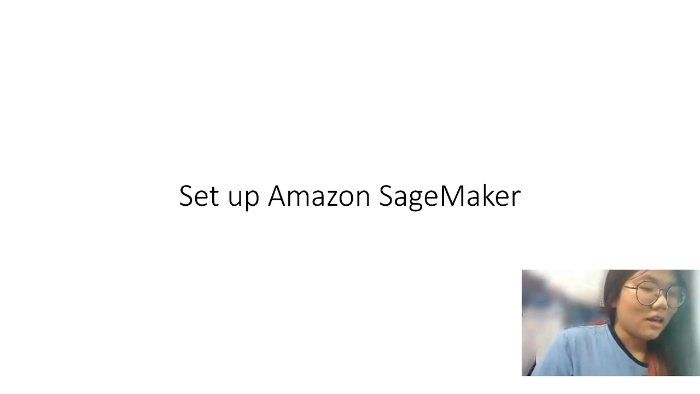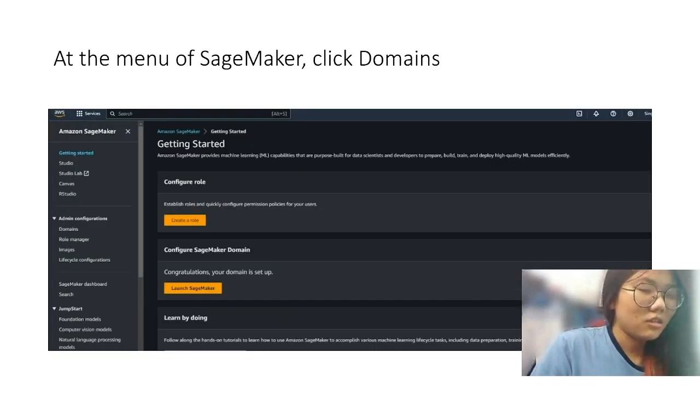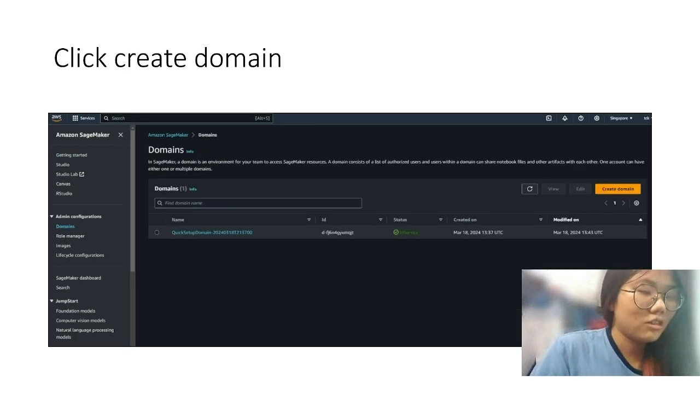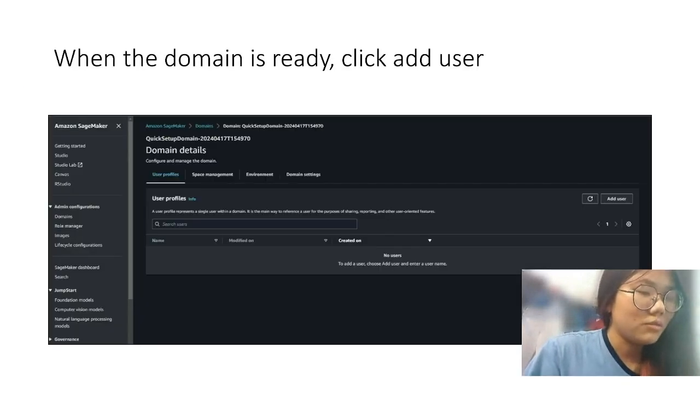Next is to set up Amazon SageMaker. At the homepage, search Amazon SageMaker. In the menu of SageMaker, click Domains. Click Create Domain and choose Setup for a single user. Then click Setup and wait for the domain to be ready. When the domain is ready, click Add User.